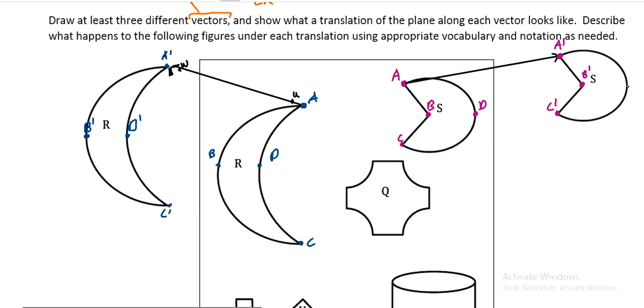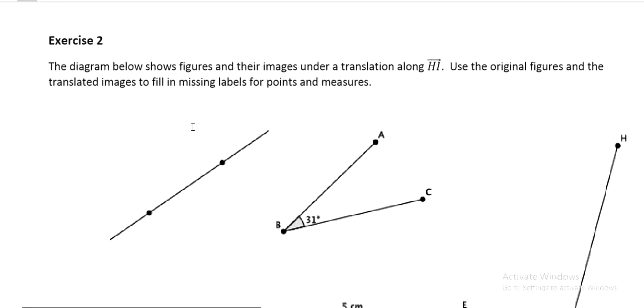I had to do a little manipulating with my program because it doesn't match up perfectly, but mathematically it matches up perfectly. Just a little bit of the program I'm using's fault. So we see how, again, each point translated along that vector matches up perfectly on the position where it was on the original shape. So moving on down to exercise 2.